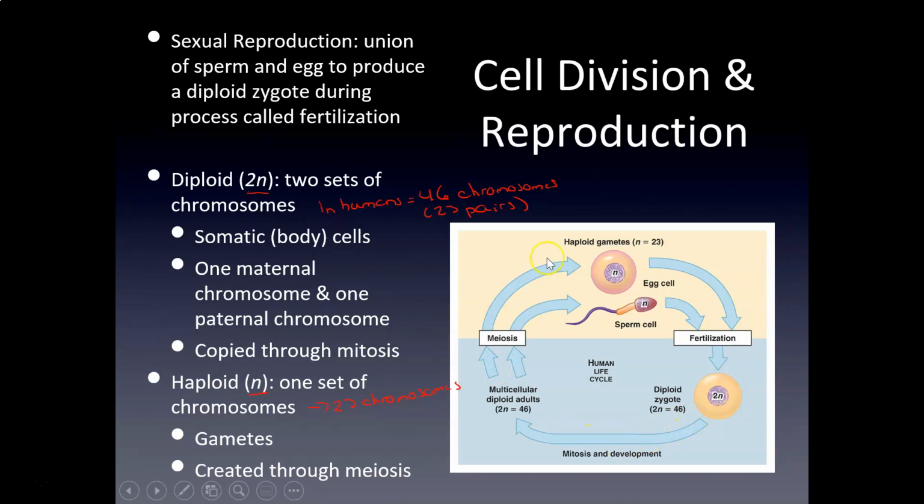But if I were to just make 46 chromosomes in each of my gametes, then I'd be doubling the number to 92 in that next generation. Do it again and I double it again. Do it again and I double it again. And this doesn't really work out very well.